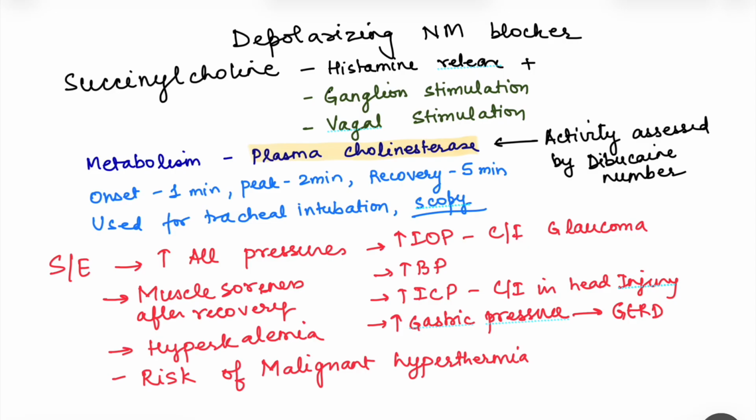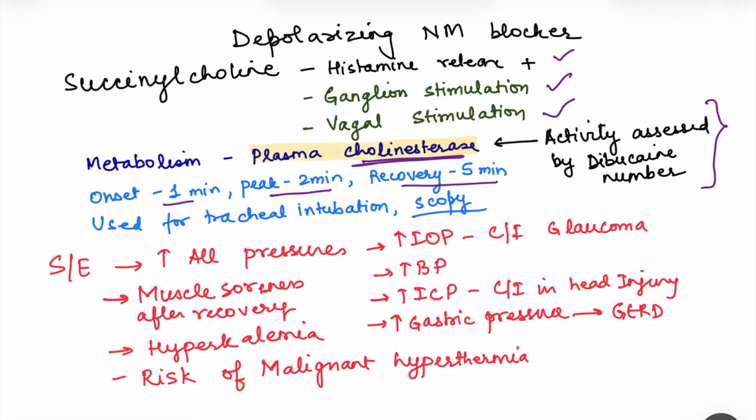So succinylcholine, as said earlier, will stimulate the ganglion, it will cause vagal stimulation and it will also cause the histamine release. Now this succinylcholine is not metabolized by the synaptic cleft cholinesterase. In fact, it is metabolized by plasma cholinesterase. There is butyrylcholinesterase which metabolizes this succinylcholine, and activity of this enzyme can be assessed by Dibucaine number. Now, the succinylcholine is very fast acting. The onset is within 1 minute, peak occurs in 2 minutes, and within 5 minutes recovery also happens.